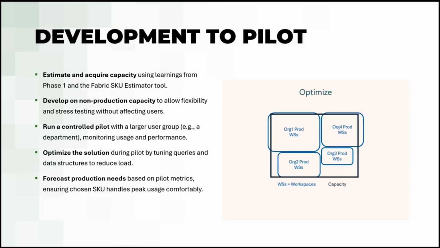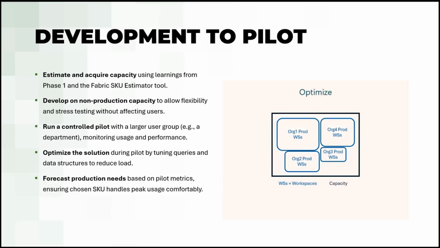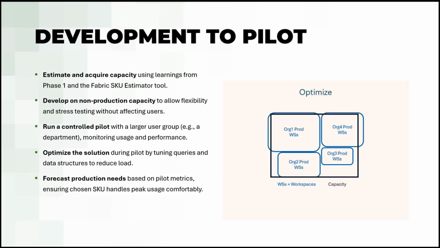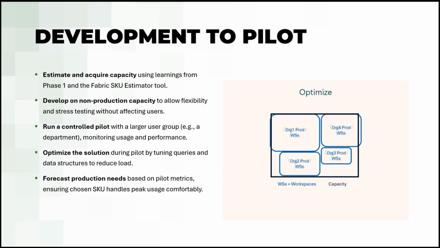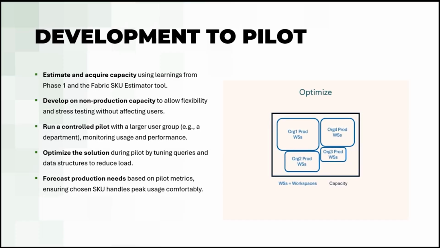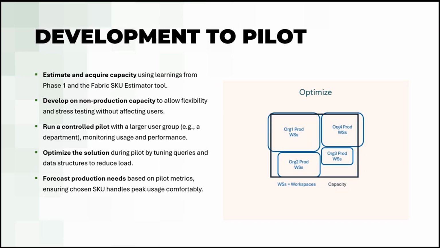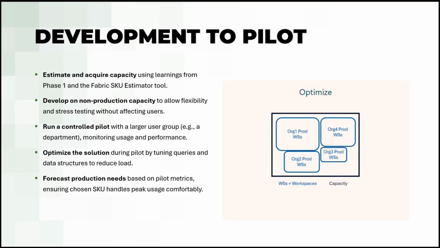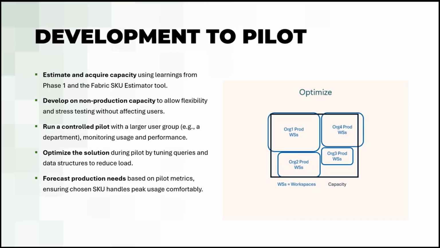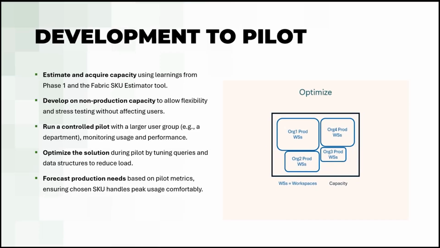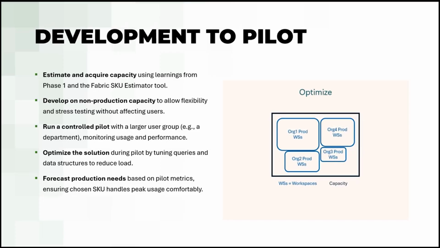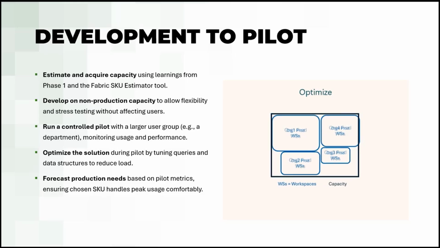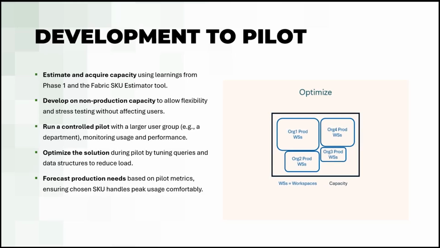So develop on non-production capacities to allow that flexibility and without stressing the users. Run the control pilots with a larger user group, where you can monitor the performance and get that feedback. Optimize the solution. So we want to reduce everything that we're using as much as we can, so that it fits into our capacity. That's our first step before multi-sizing. Forecast the production needs. So basically, your pilot metrics choose the correct SKU for you.